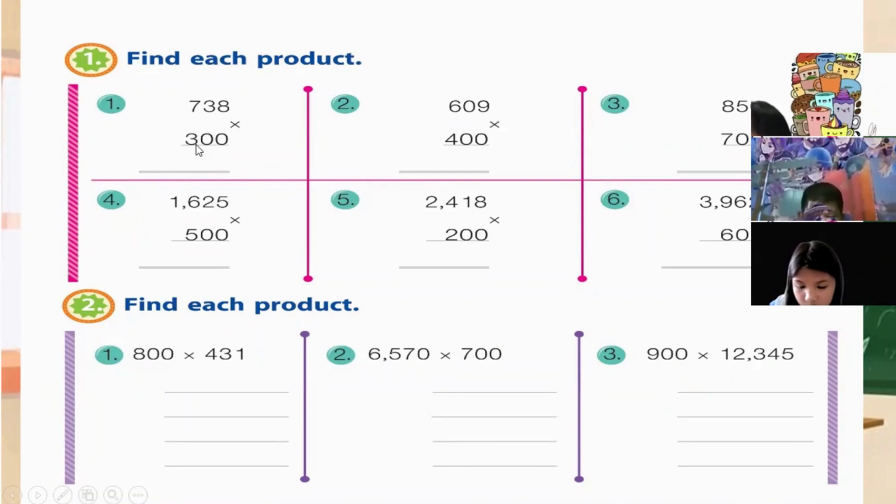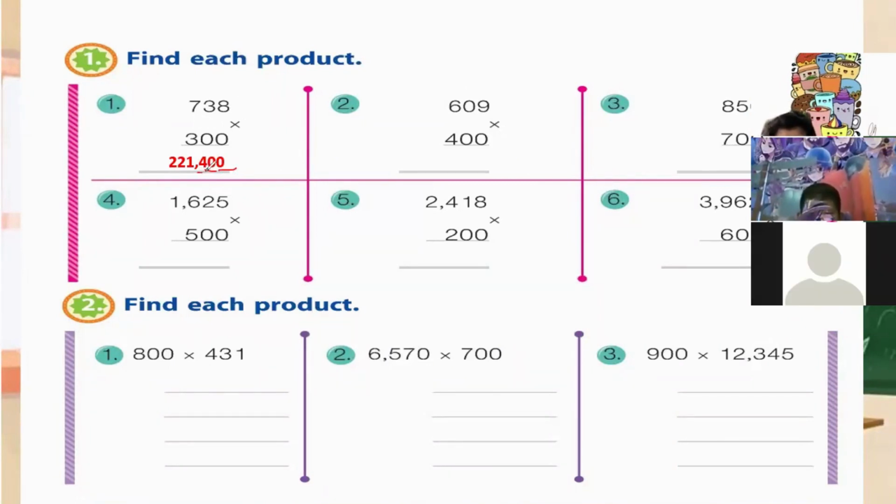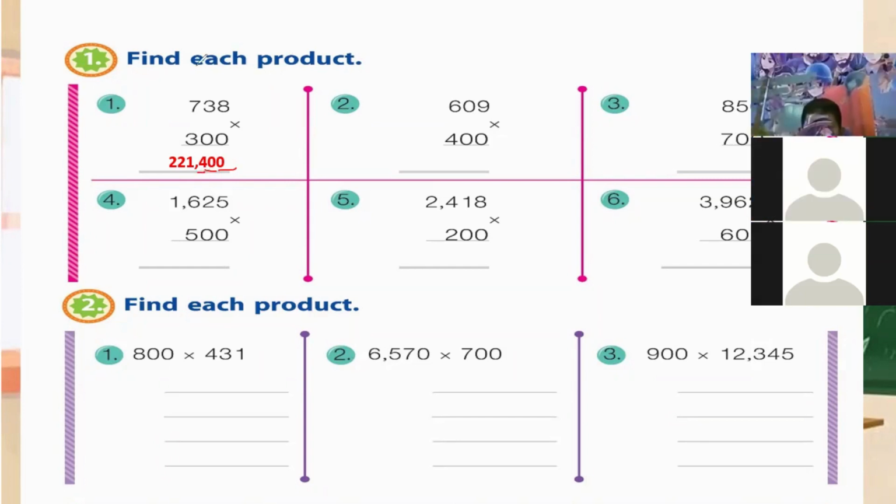Okay, so question number 1, 738 multiplied by 300. So 2 zeros, as we already solved the 2 examples. So 2 zeros we are going to skip and we just write down straight away 2 zeros at the place 1 and place 10. Now 3 multiplied by 8 is equal to 24. So 4 we are going to write at the place 100 and 2 we are going to carry over at place 10.